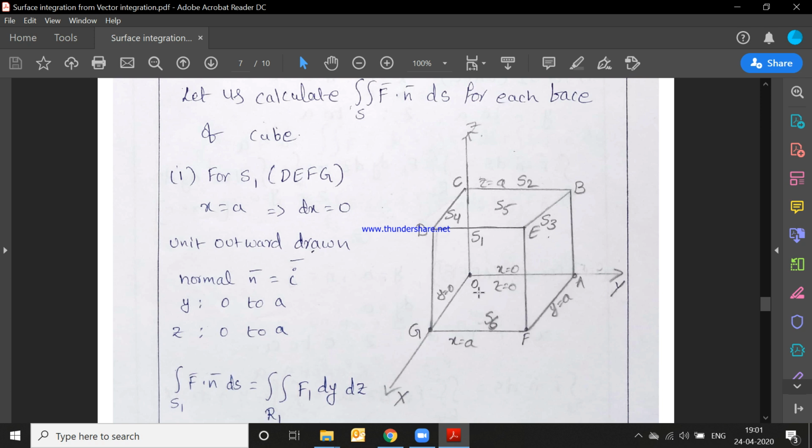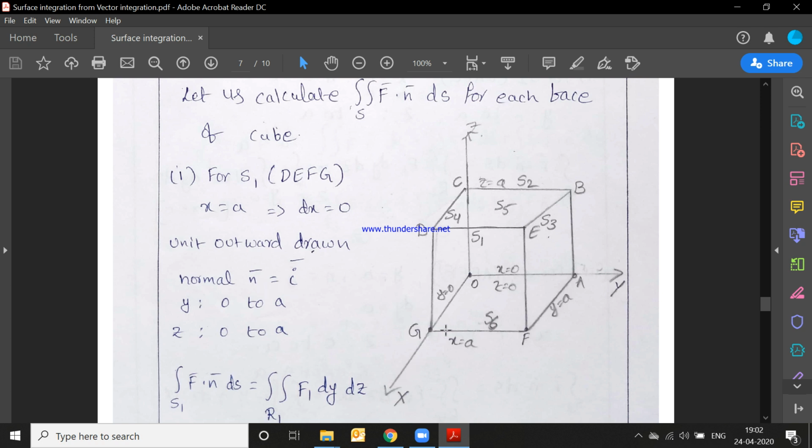If you draw the outward normal to this surface, we can draw it directly parallel to the x-axis. So that's why n bar is i bar. Here the outward normal is n bar equals i bar. We can draw an outward normal from the surface, so we can draw a normal from this surface S1, parallel to the x-axis, n bar equals i bar.